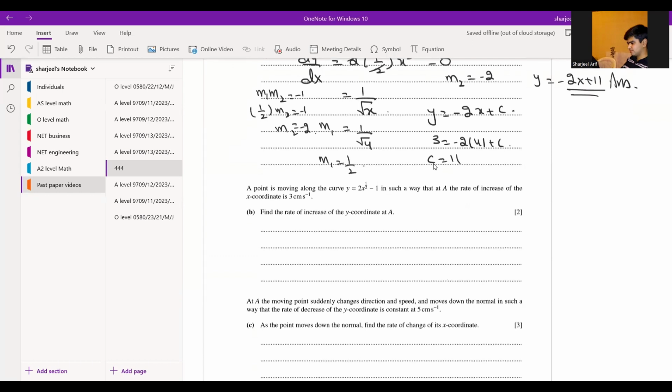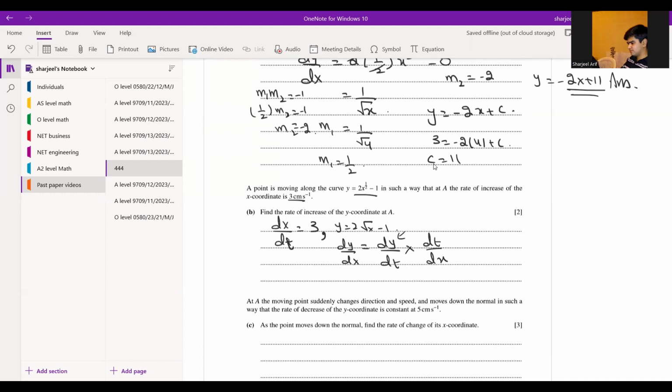Now for the b part, we have a point moving along the curve y equal to 2 square root x minus 1 in such a way that the rate of increase of the x coordinate is 3. So we have dx over dt equals 3. We have the equation of the curve y equal to 2 square root x minus 1. So dy by dx should be equal to, we will apply the chain rule. This will be equal to dy by dt into dt over dx. We have to find dy by dt.